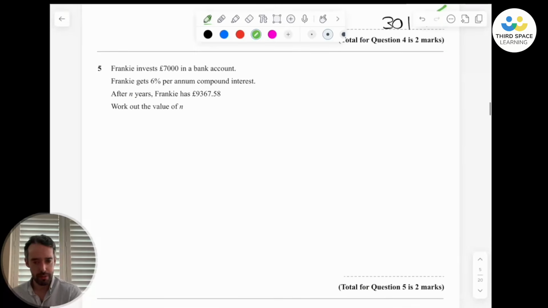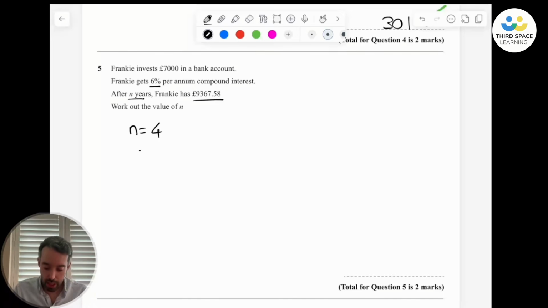Okay, number 5. Frankie invests £7,000 in a bank account. Frankie gets 6% per annum compound interest per year. After n years, she gets this amount of money. Work out the value of n. Okay. So all we have to do here is just try a few different values. It doesn't really matter where we start. Let's try and think of something that's going to be sensible. Let's say after 4 years, so let's say n equals 4.